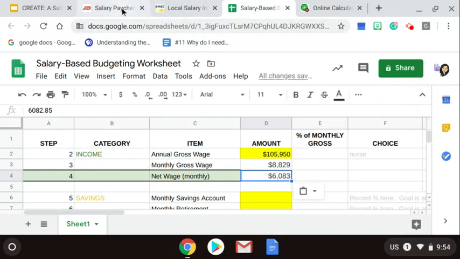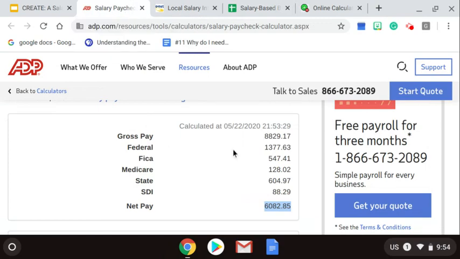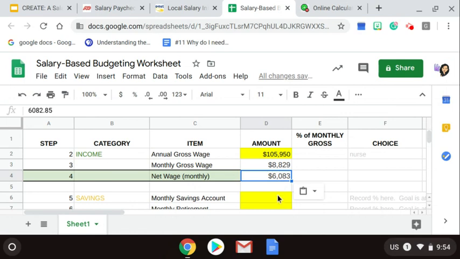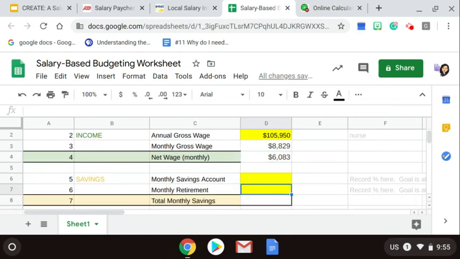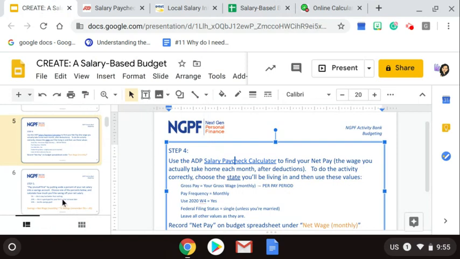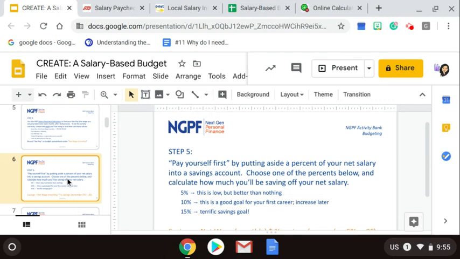Okay, let me just make sure that is correct. Okay, did I put 105? I did, yes. Okay, so this is what you take home per month. From the 8,000, you would take home $6,000. All right, perfect. Now we're going to keep going back to the slide and it's going to give us steps. So now we are in step 5.